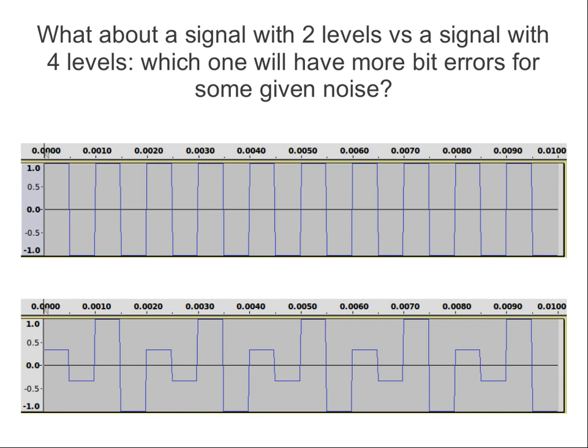And I think you'll see, okay, -0.5 will also be a bit error. We have two levels. The midpoint is 0. That is, if we transmit +1, if the received signal is less than 0, we'll get a bit error. And the opposite way, if we transmit -1, if the received signal is greater than 0, we'd get a bit error. That is, the noise has to be a magnitude greater than 1 to cause an error.